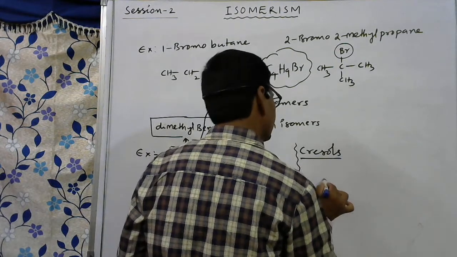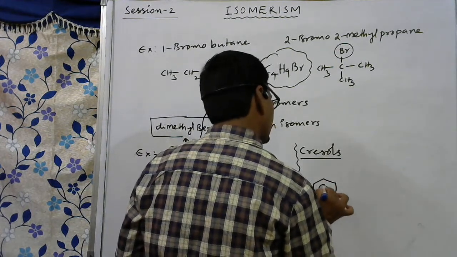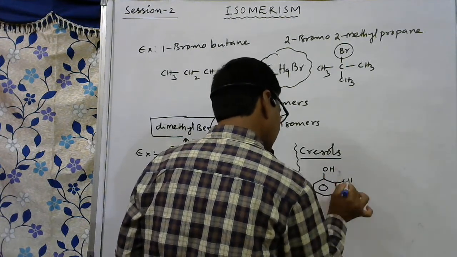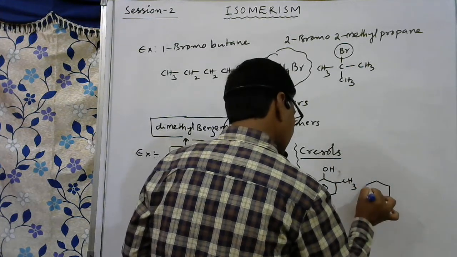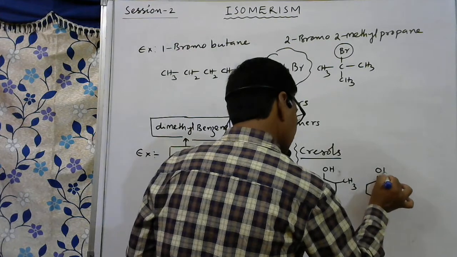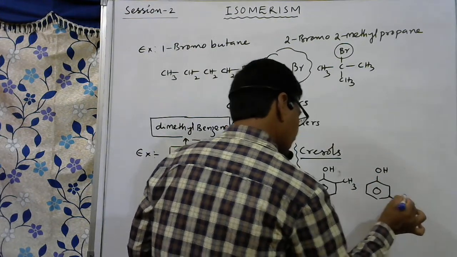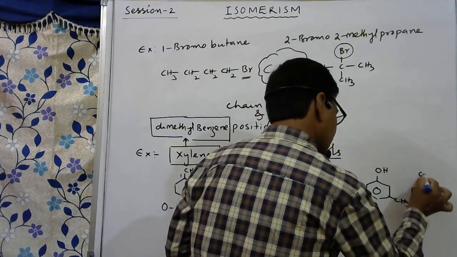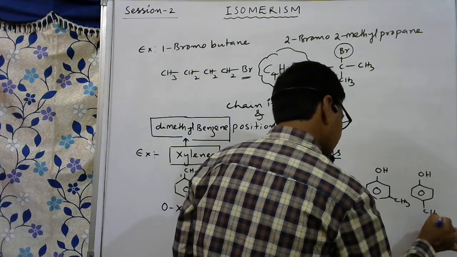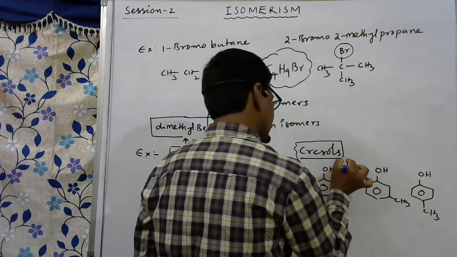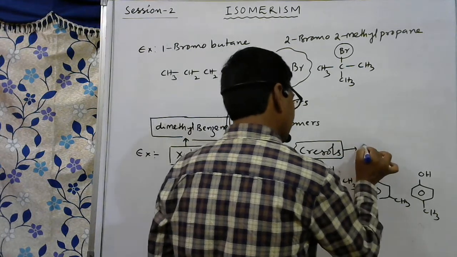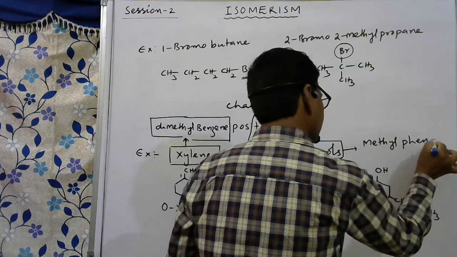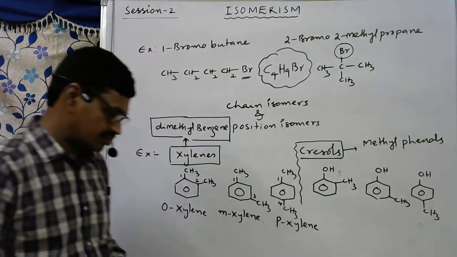So cresols: here I am writing there is an OH group, then here methyl. OH group, here methyl group. Here the OH group position I am not changing. Here OH group, but here the methyl group is elsewhere. OH group as it is, here methyl group. So cresols are nothing but methyl phenols. Methyl phenols are nothing but cresols.